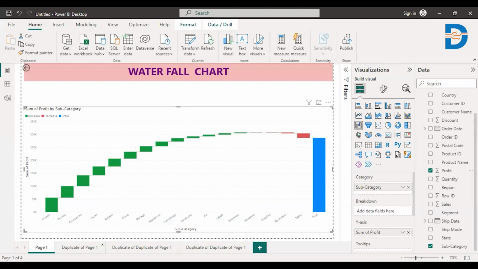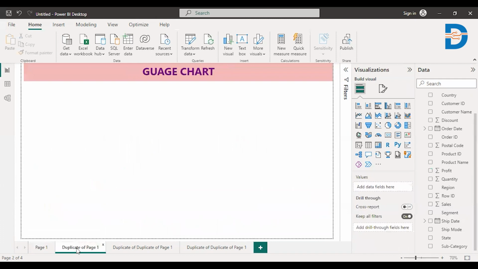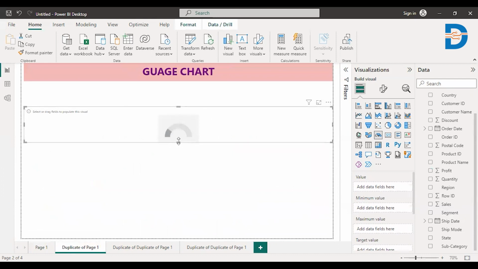Let's create one more chart, that is a gate chart. Even this is very interesting. Let's say, for example, here is a gate chart. What if a company wants to compare its total sales with a target? This works only if you have a target. Okay, so this is a gate chart.